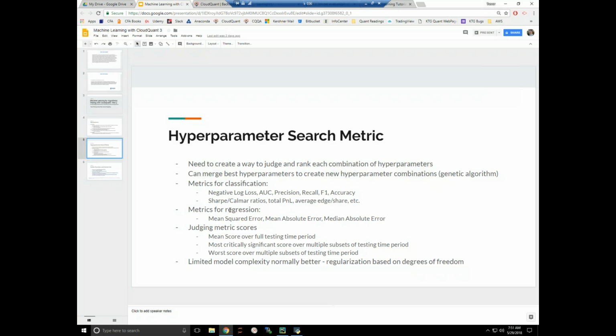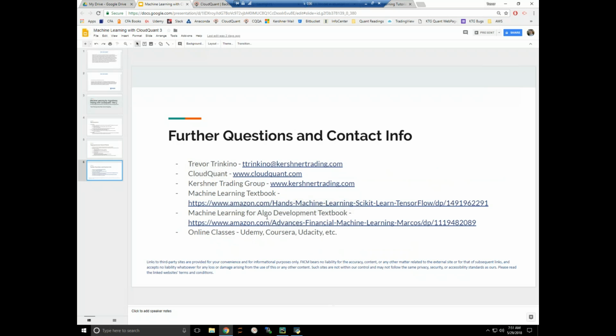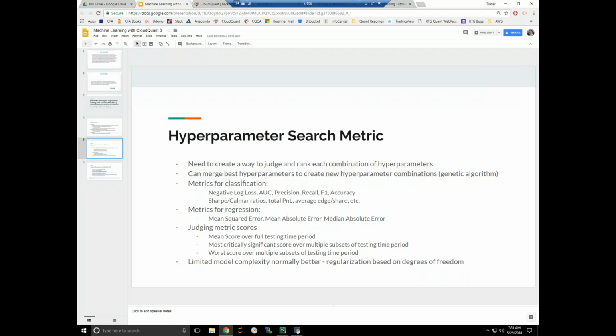For regression, which is just when we're trying to predict on a continuous scale instead of a discrete scale, mean squared error and mean absolute error are the two go-tos there. And again, they will get you slightly different results based on which one you choose.